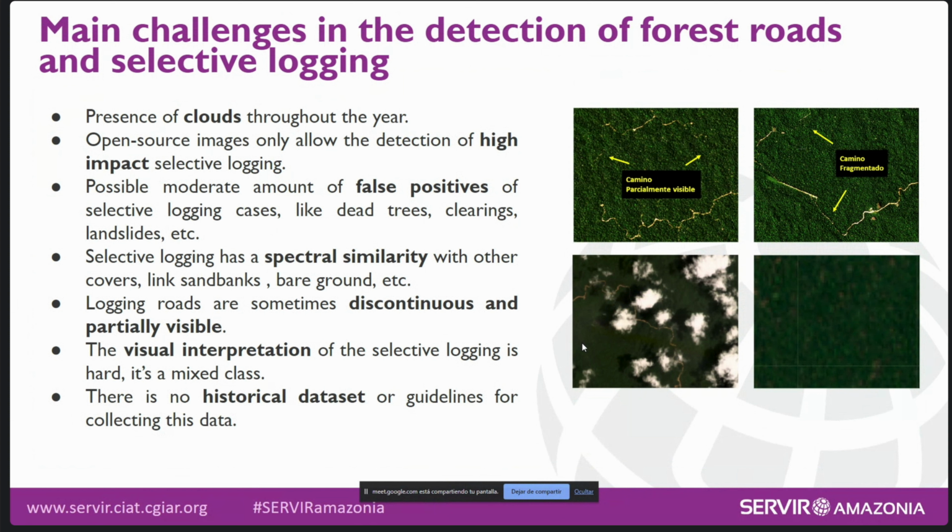Selective logging has a spectral similarity with the other covers, for example, lakes, sandbanks, backgrounds, maybe logging routes. And the logging routes are sometimes discontinued and partially visible, and the visual interpretation of the selective logging is hard. It's a mixed class. Finally, there are no historical datasets or guidelines for collecting this data.